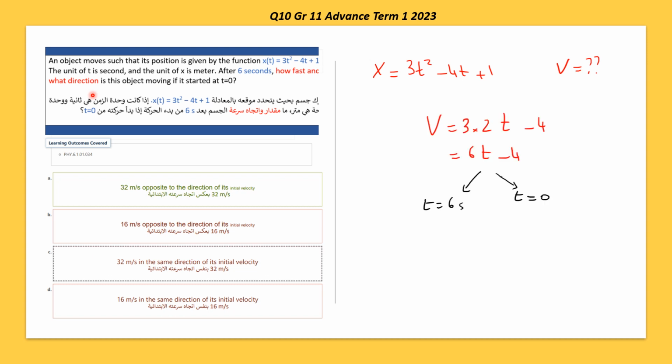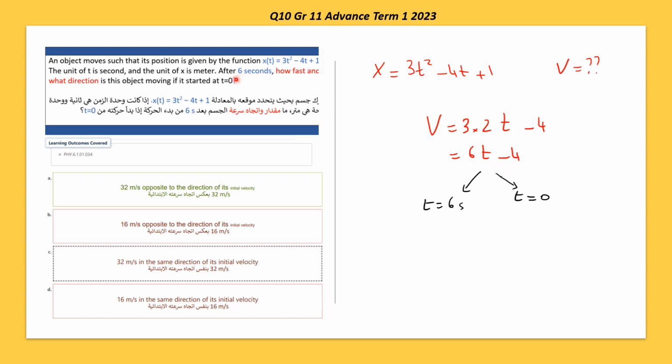So we continue. So how to calculate the velocity from x? As I told you in the previous question, we need to derivate to get the velocity. So 3t squared minus 4t plus 1. We need to derivate it. So it's 3 multiplied by 2 multiplied by t to the power of 1 minus 4. Of course, the derivative of 1 is 0 because it's a constant. So equal 6t minus 4.